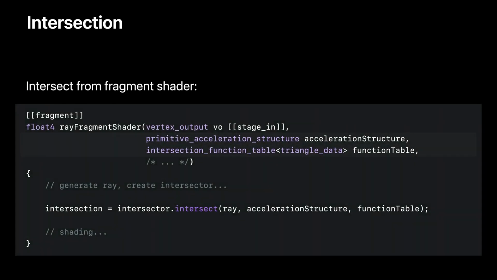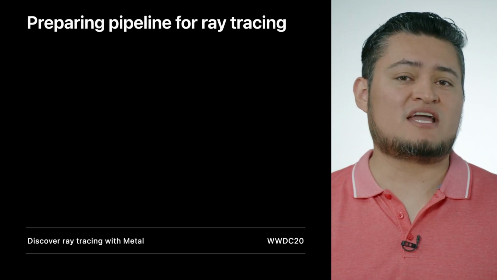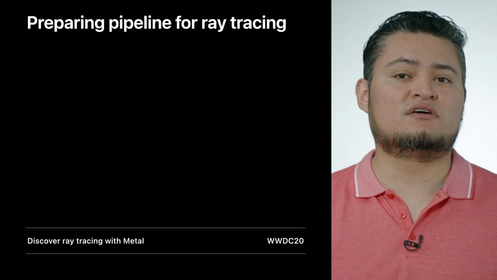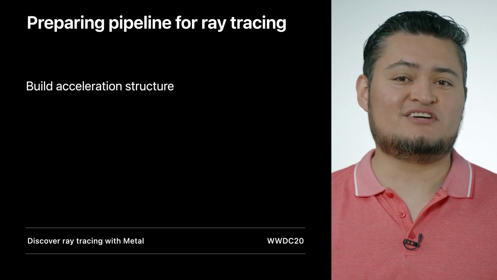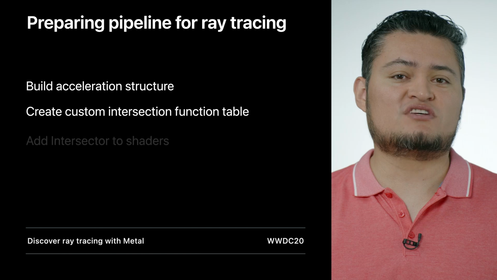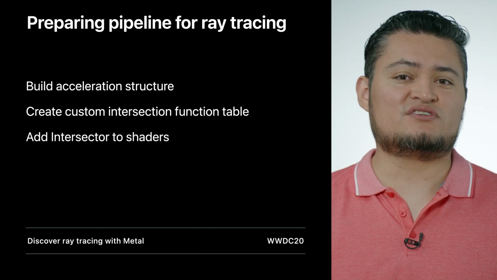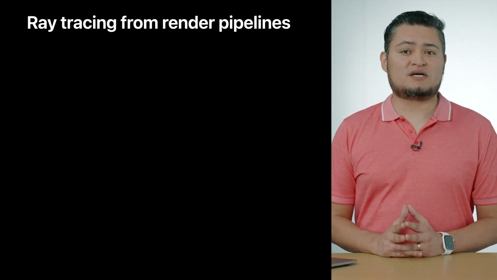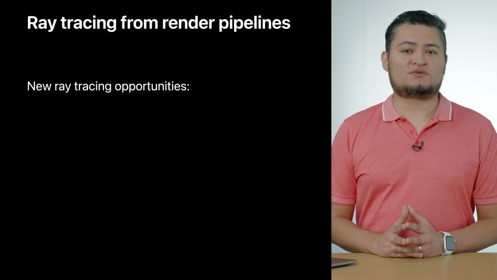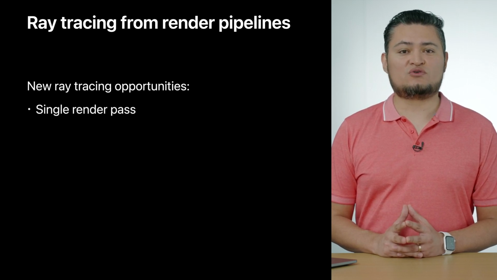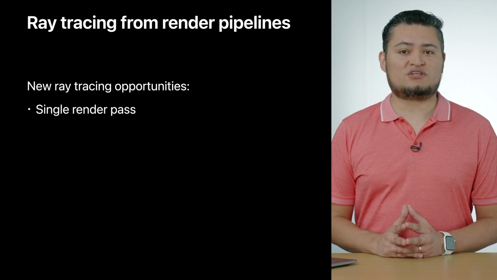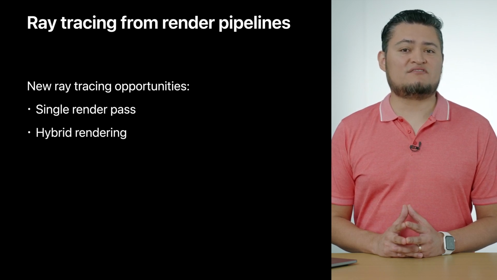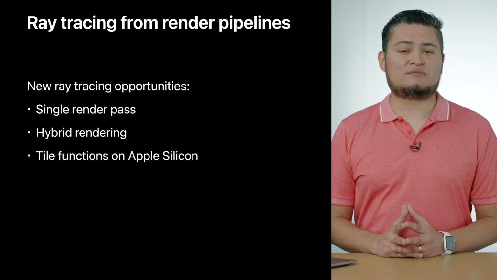The shaders can then use these resources to intersect rays with an intersector the same way you would in a compute kernel. More details about how to prepare your pipeline for ray tracing can be found in last year's presentation. In that talk, you will learn about building acceleration structures, creating function tables, and using the intersector in the shading language. With ray tracing support from Render Pipelines, we are opening the door for even more opportunities, like adding ray tracing within a single render pass, mixing ray tracing with rasterization in hybrid rendering, and taking advantage of optimizations such as tile functions on Apple Silicon.